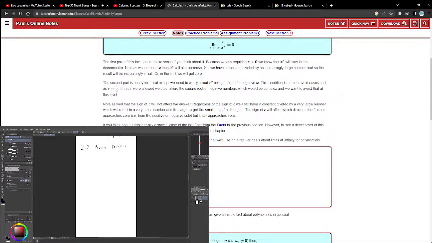Regardless of the sign of c, we'll still have a constant divided by a very large number, which will result in a very small number. The larger x gets, the smaller the fraction gets. The sign of c will affect which direction the fraction approaches 0, the positive or the negative, but it still approaches 0.